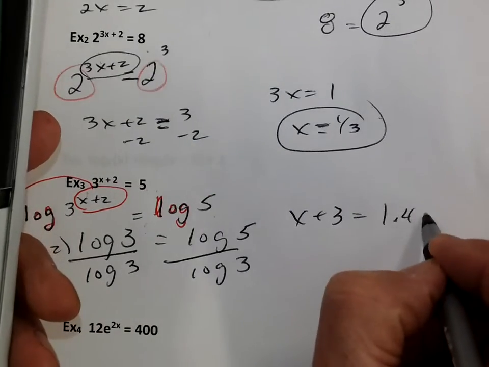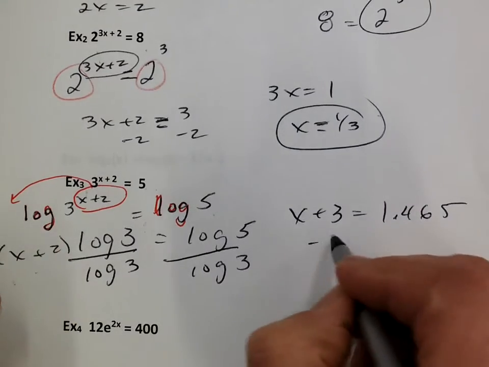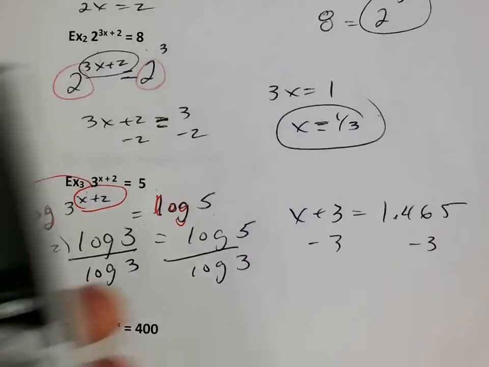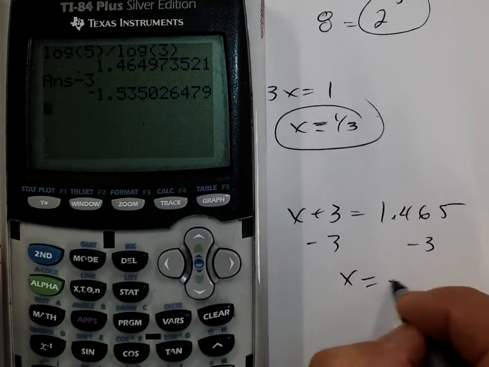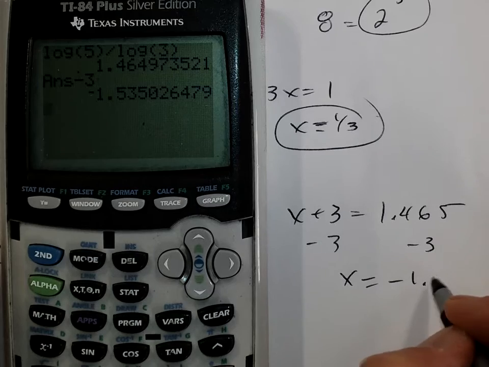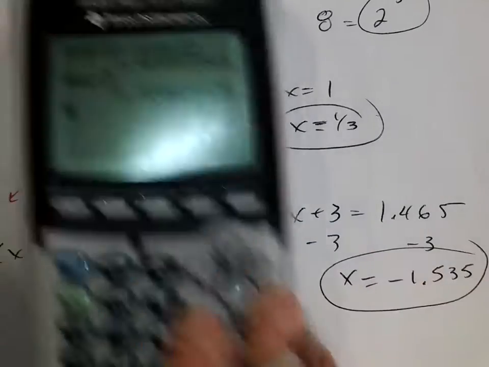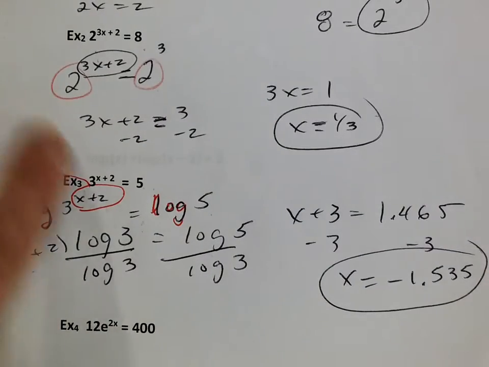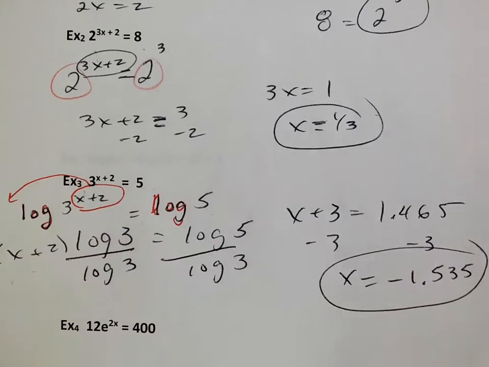So I have x plus 2 equals 1.465. Then just solve. Subtract 3, and I get an answer of negative 1.535. Okay, there we go. So what did I have to do? If it's not the same base, I took the log to bring the exponent down.